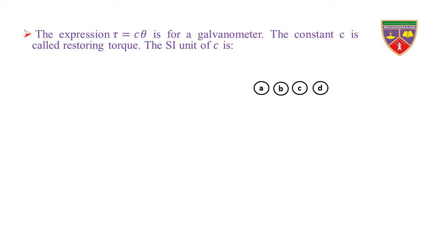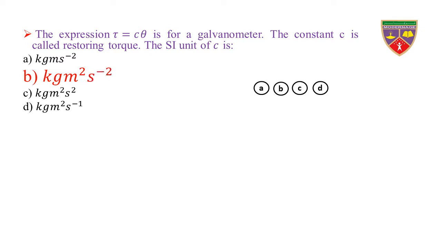The expression torque tau is equal to C theta is for a galvanometer. The constant C is called restoring torque. The SI unit of C is: option A, kilogram meter per second. Option B, kilogram meter square per second square. Option C, kilogram meter square second square. Option D, kilogram meter square per second. The key is kilogram meter square per second square. Therefore, the correct option is B.